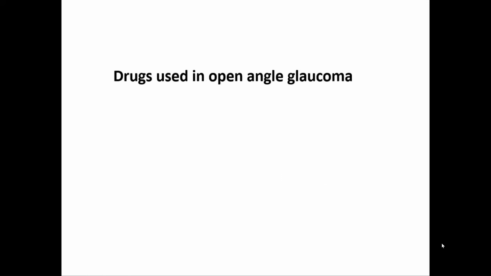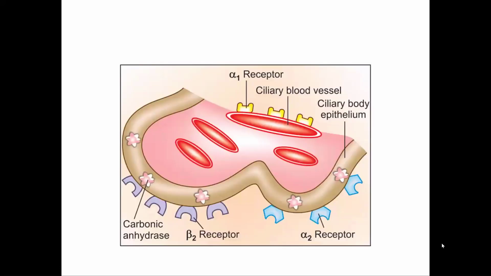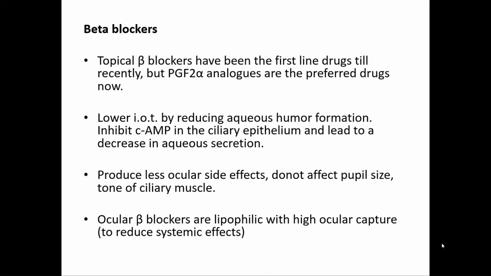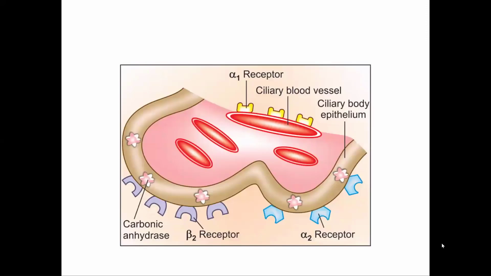Now going towards the therapy approach for the treatment of open-angle glaucoma. We are now moving towards the different drugs that are used for the treatment of open-angle glaucoma, or wide-angle glaucoma. You can see in this picture the process of the ciliary epithelium, and this ciliary epithelium consists of different receptors. You can see here beta-2 receptors, alpha-2 receptors, and also the presence of alpha-1 receptors. All the drugs that are used for the treatment of either closed-angle glaucoma or open-angle glaucoma are related to these receptors.